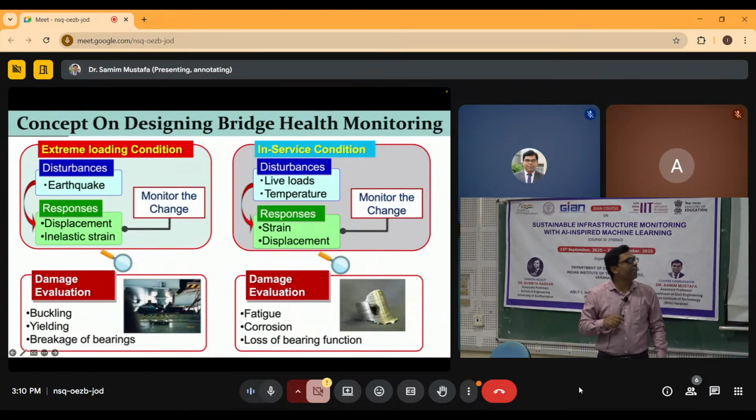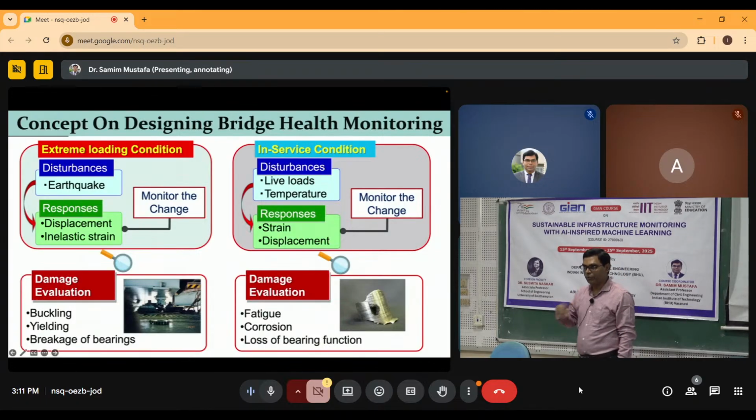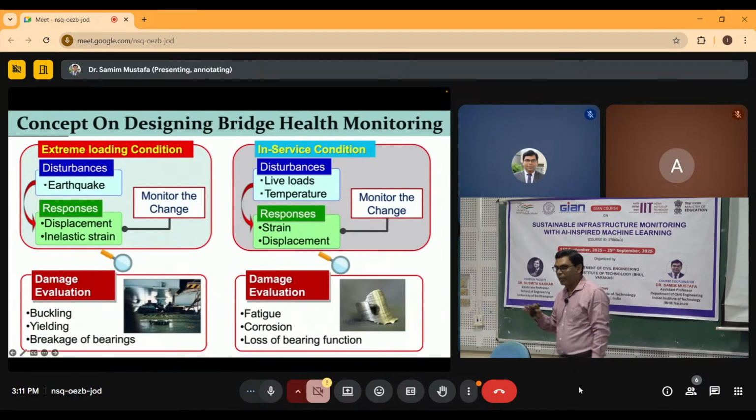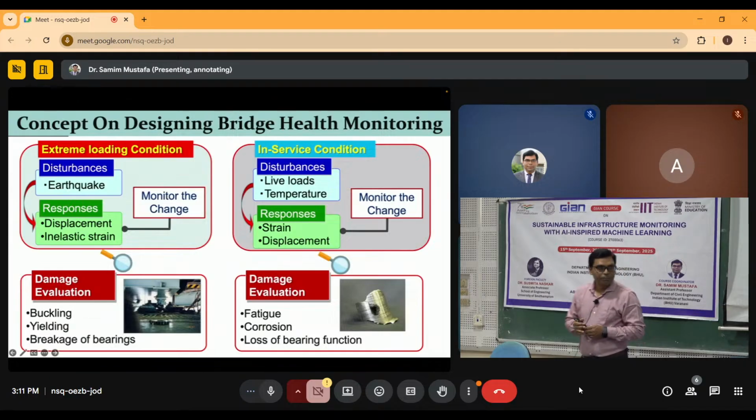On the other hand, for the in-service condition, what is happening? The main disturbances are the live load, meaning traffic load, vehicle load, or in a building the human load, or some other load which changes over time. And temperature. Temperature also causes a lot of distress in the structure. Because of high temperature it causes expansion. Because of cold temperature in a very cold region, there could be strain hardening and some other effects, and possible damage could occur because of that also.